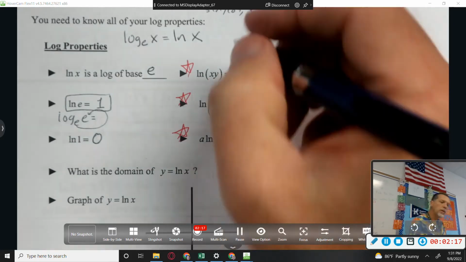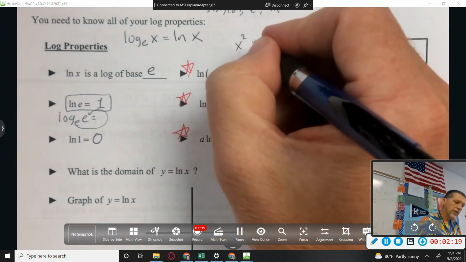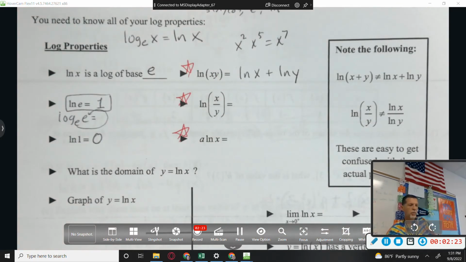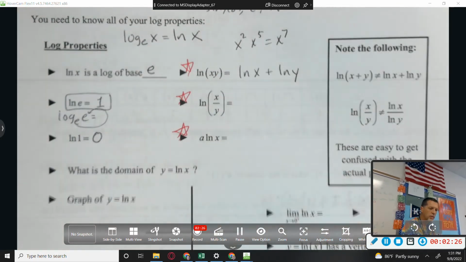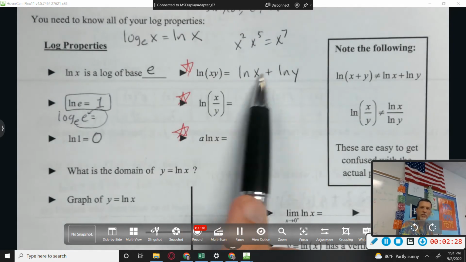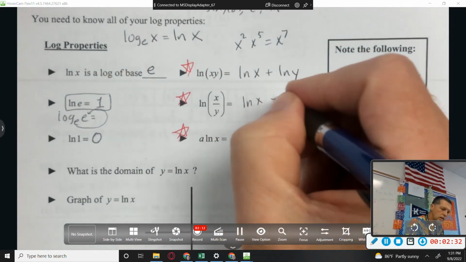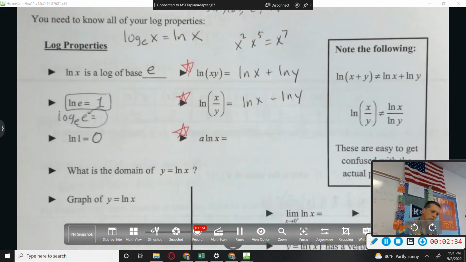It's very much related to x squared times x to the 5th is x to the 7th. When you're multiplying with exponents, you add the exponents. When you're multiplying with logs, you can add the logs. So natural log of x over y is natural log x minus natural log y.